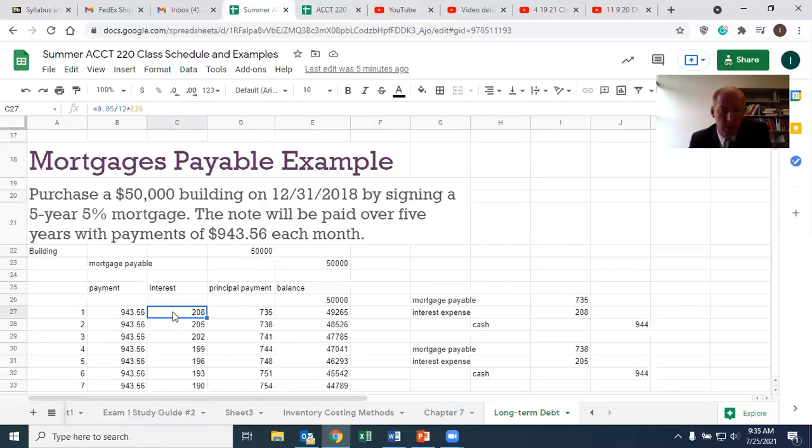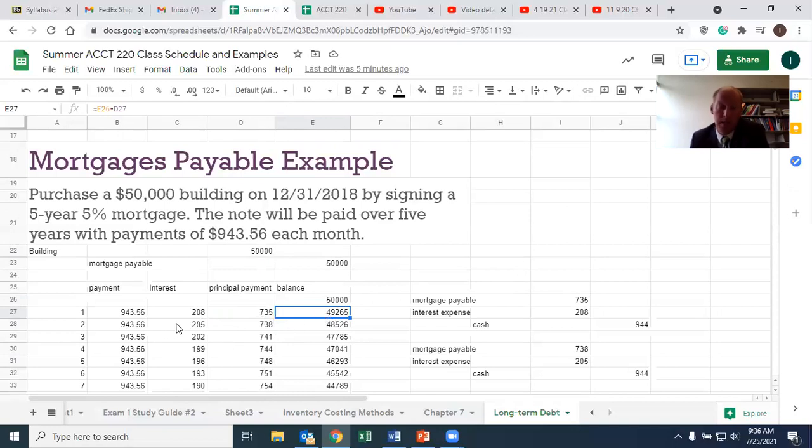Now what you'll see though is this interest is based on the principal, so $50,000. So what we're doing is going 5%. Now it's monthly, so we need to divide it by 12 and then multiply that by 50,000. And so that gives us what the interest is. Anything left over, so 943.56 minus 208, that's going to go to the principal, which means our principal reduces down. So all that's happening is we went 50,000 minus 735 gives us our new principal balance.